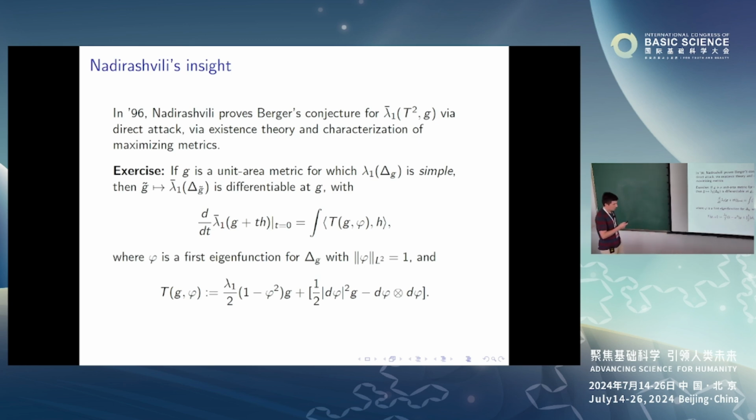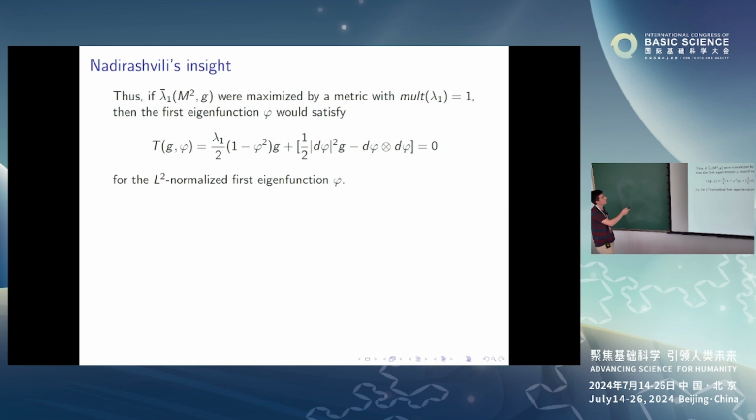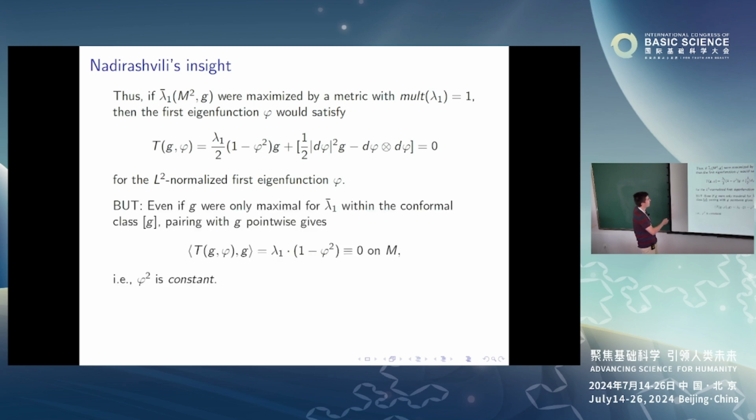Suppose we had a metric like this which was in fact a maximum. If lambda 1 bar were maximized by a metric with simple first eigenvalue, then that would tell us that this 2-tensor has to vanish, for this L2-normalized first eigenfunction. But let's do the simplest thing. Even if we only knew that this were maximizing in a conformal class, we would still know that this pairing with the metric g would have to vanish identically. So we could pair this with the metric g, and this would tell us exactly that lambda 1 times (1 minus phi squared) vanishes identically.